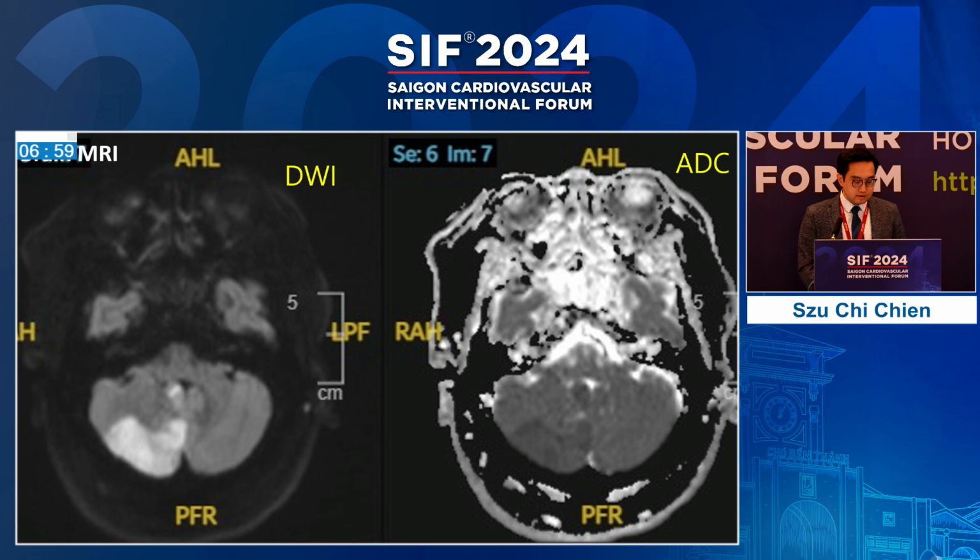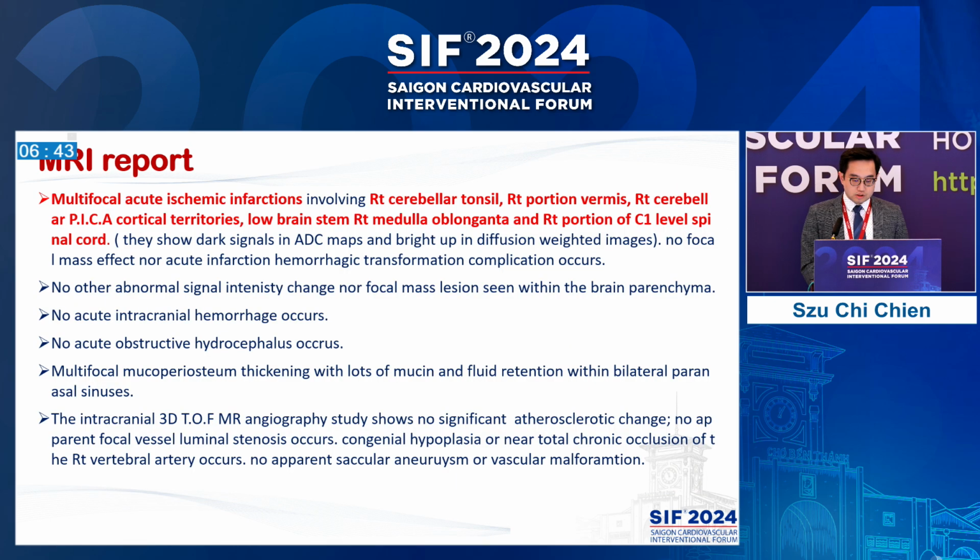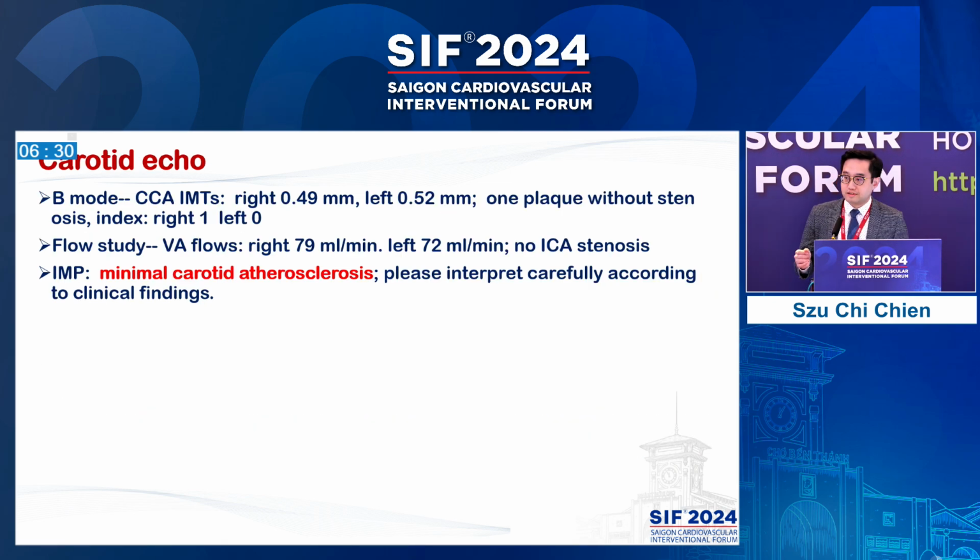As you can see, in the DWI image there's a hyper signal in the cerebellum area and low signal in ADC. That means this cerebellar ischemia is acute. It's very acute. By the MRI report, it's an acute ischemic infarction in this cerebellar area, including the PICA area. So I want to use the aspiration system to try to remove all the thrombus.